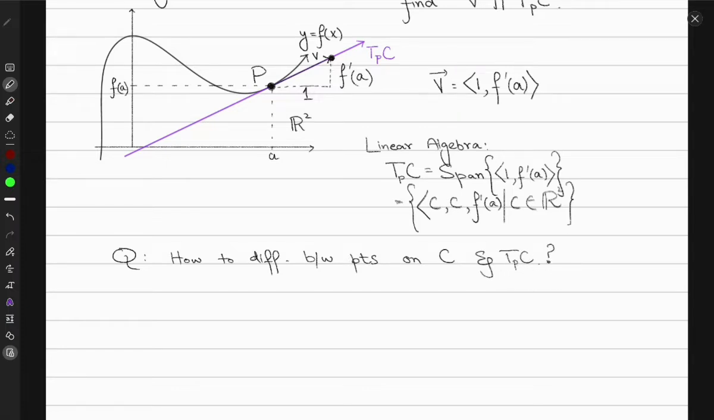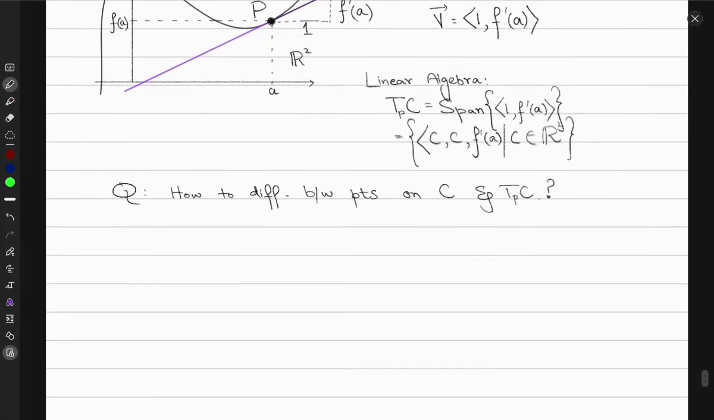Again, the question arises simply because both the curve and the tangent space live inside the same ambient space. So they share a common ambient space, which is R2. So what can we do about this? Well, one way to solve this problem is to use different coordinate systems for the curve C and the tangent space Tp of C.